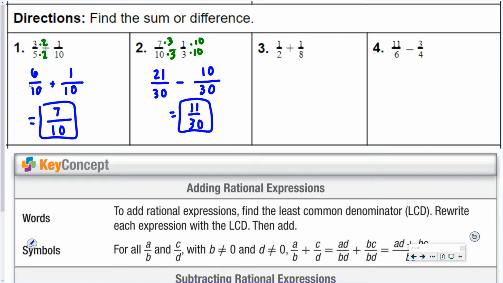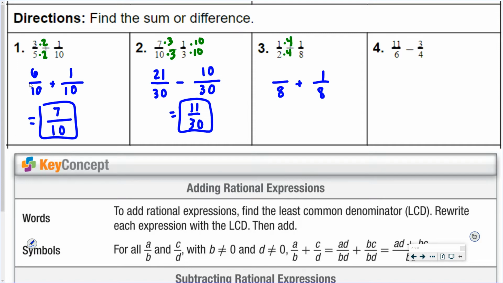All right, 2 and 8, LCD. 8. Could we change them both to 16? Yeah, but 8's easier. We want to pick the least because then there's less simplifying you have to do in the end. So 8, and then I don't even have to change this fraction. Here I'd have to times the top and bottom by 4.